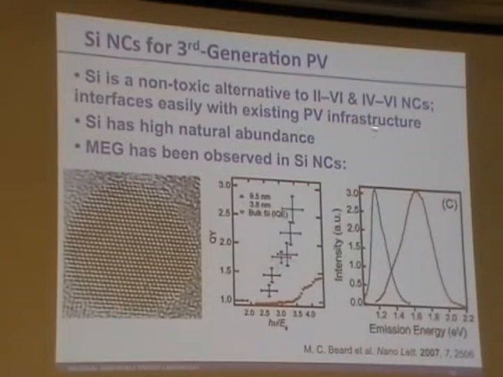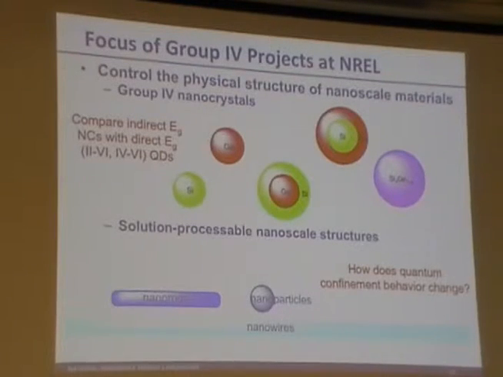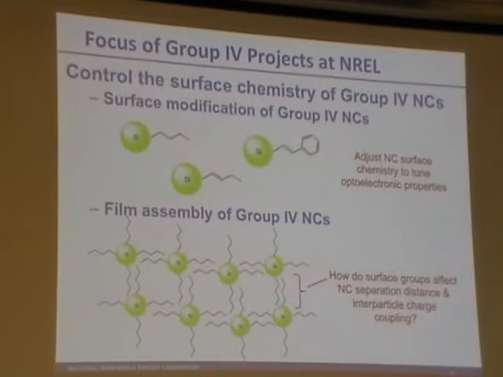And particularly with the group 4s, we have a huge amount of modern infrastructure already existing with silicon in particular, microelectronics and PV industries. And so these could potentially interface very neatly with those industries. Another thing that we can do is look at how we can change these structures. So we can look at just the homolytic compounds, we can look at core shells or alloys of these materials and see how that changes their fundamental properties. Going from nanoparticles to rods to nanowires, another thing that we're interested in exploring.